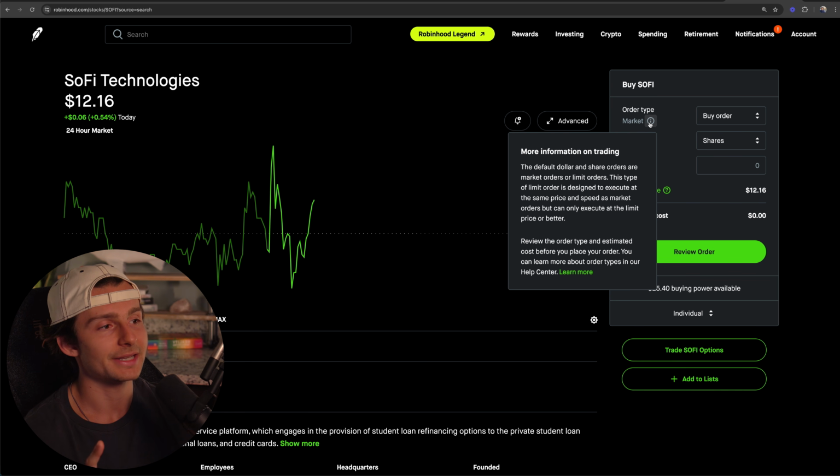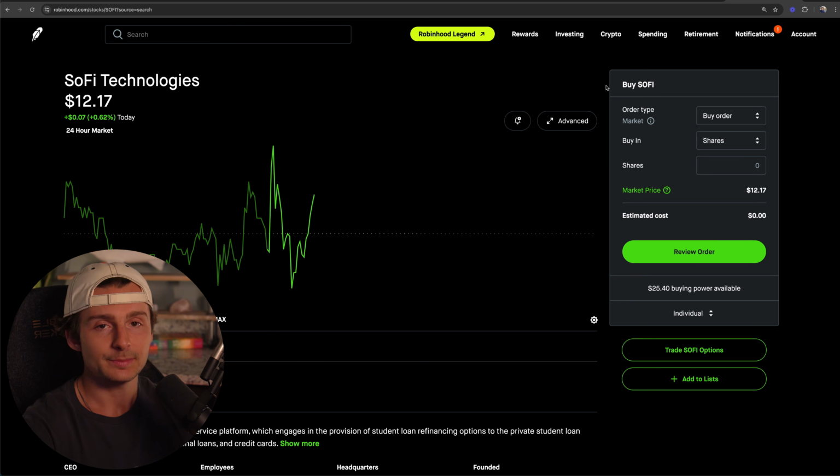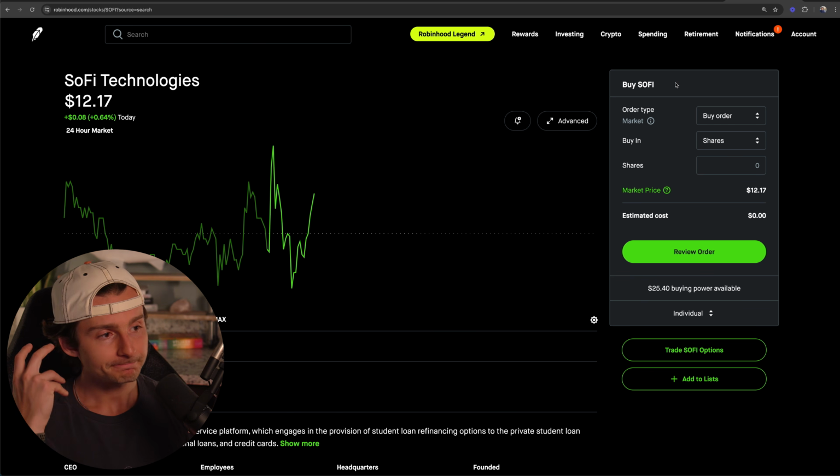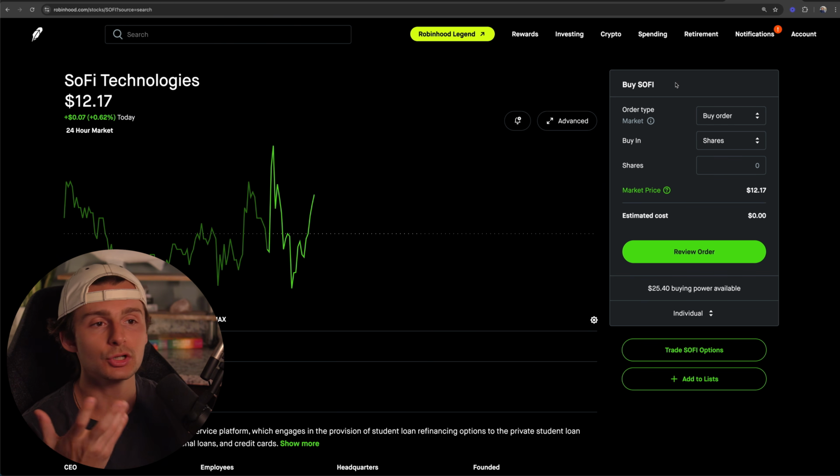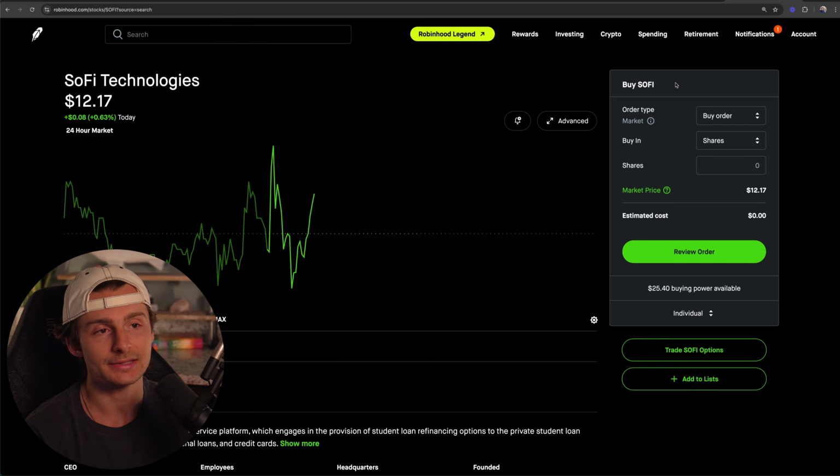This type of limit order is designed to execute at the same price and speed as market orders, but can only execute at the limit price or better. So you would think that's actually pretty good. Now, I'll explain what that means in a second, but in a nutshell, a market order, there's a bid and an ask. So there are people who are bidding to buy a stock at a certain price, and there are people who are asking to sell at a certain price. And usually on heavily traded stocks, that's pretty tight.